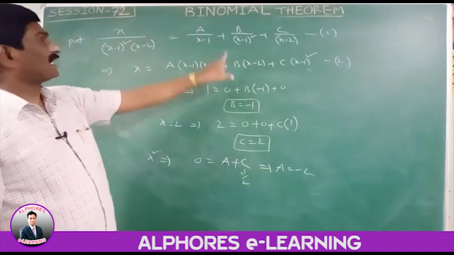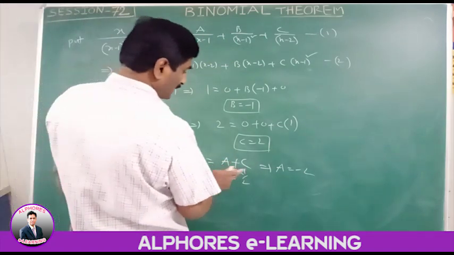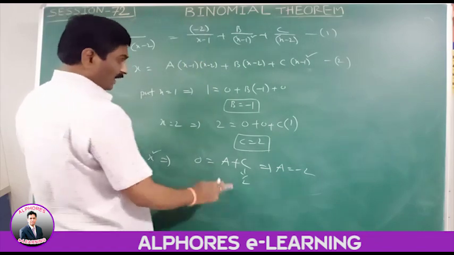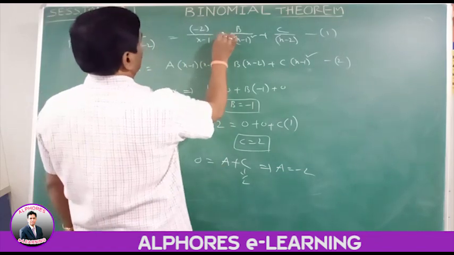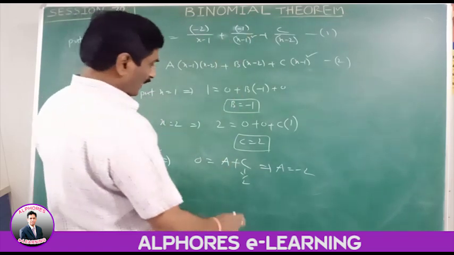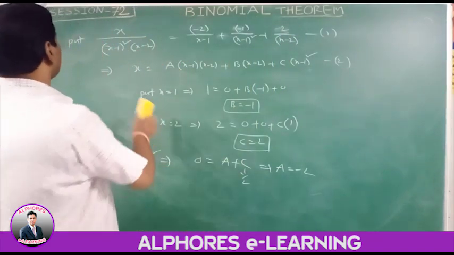Okay, substitute these values in this equation, and we get the partial fractions. What is the value of a here? a is minus 2, so this term is minus 2 by (x minus 1). What is the value of b? b is equal to minus 1, so this term is minus 1 by (x minus 1) whole square. What is the value of c? c is equal to 2, so this term is 2 by (x minus 2). Please note these values.